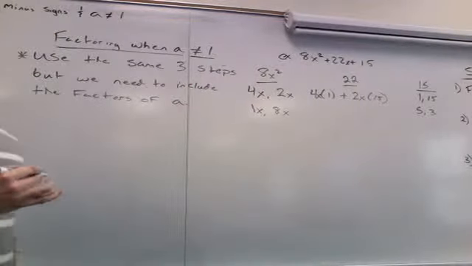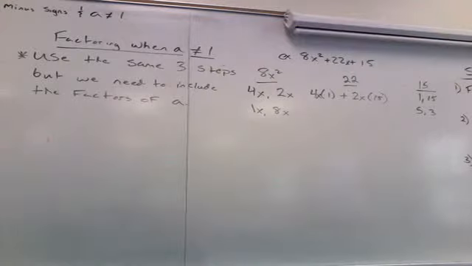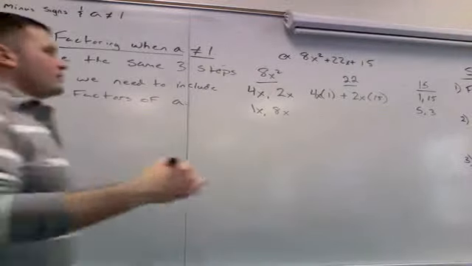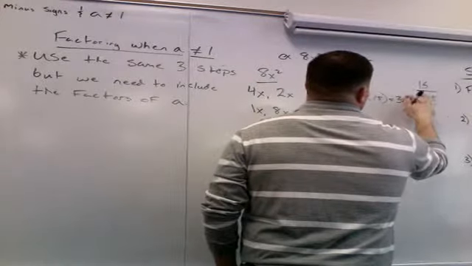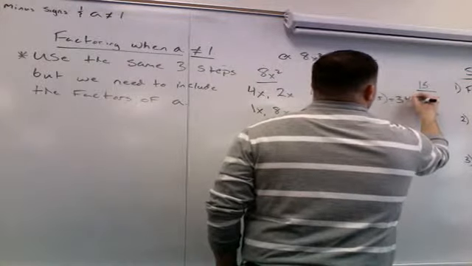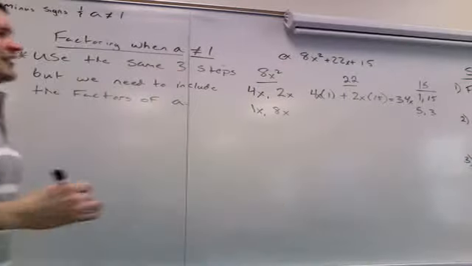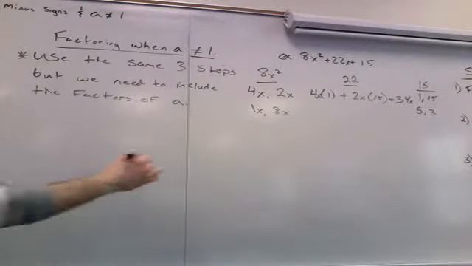4x times 1, what's that equal? 4. 2 times 15, what's that? 30. So put them together. 34x, right? Is that right? No, we need 22x, don't we?